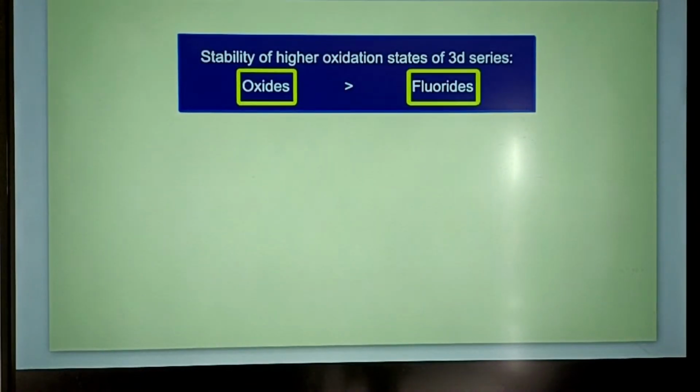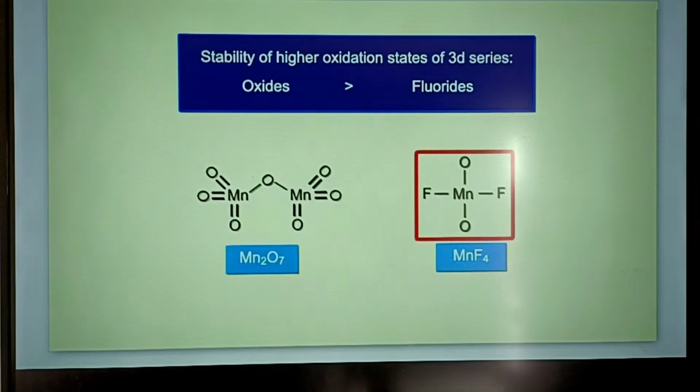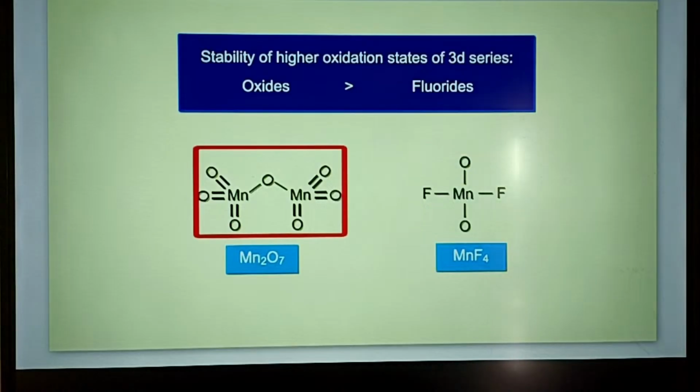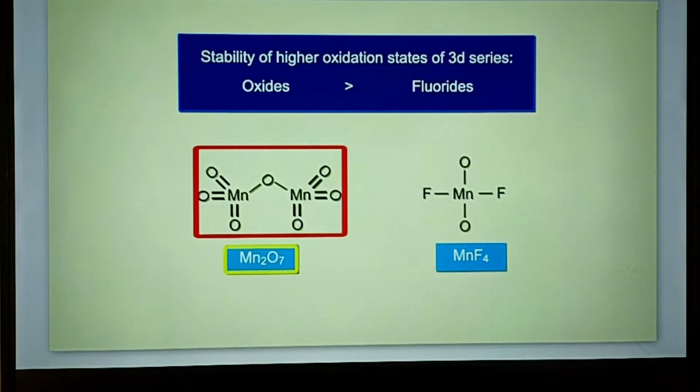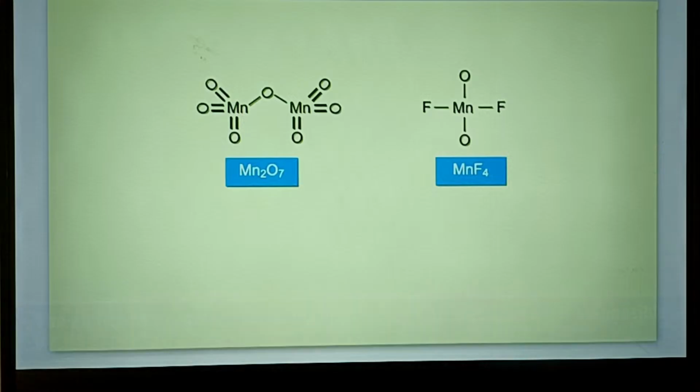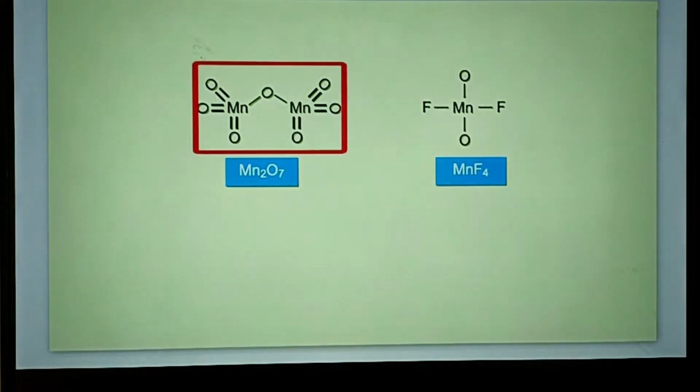Oxygen exceeds fluorine in its ability to stabilize higher oxidation states. Thus, the highest manganese fluoride is manganese tetrafluoride, while the highest oxide is manganese heptoxide. The ability of oxygen to form multiple bonds with metal atoms is responsible for its superiority over fluorine in stabilizing higher oxidation states. This ability can be clearly seen in the covalent oxide, manganese heptoxide.